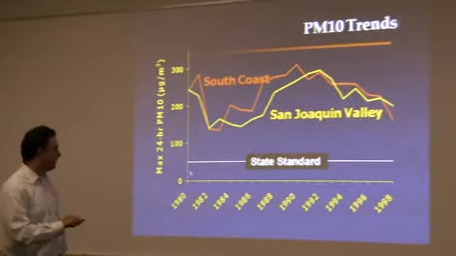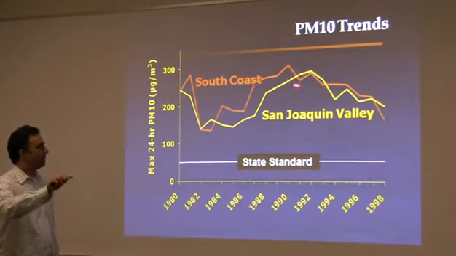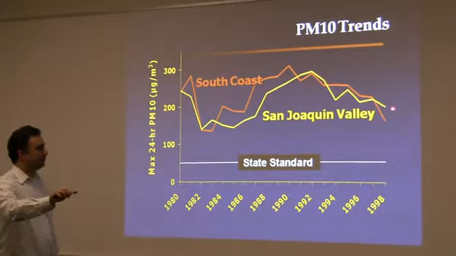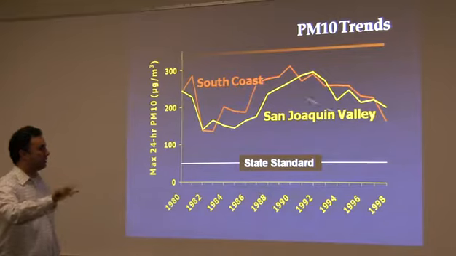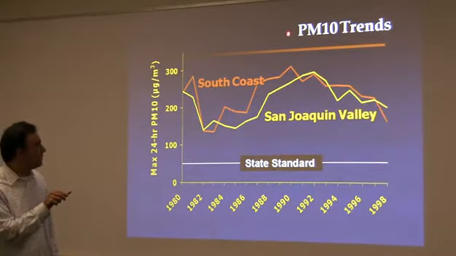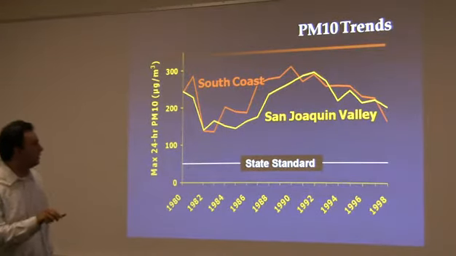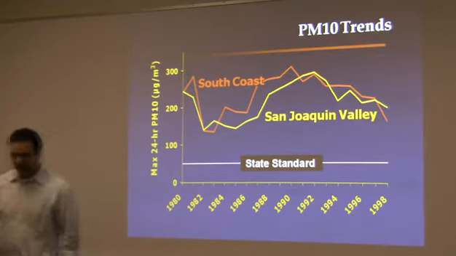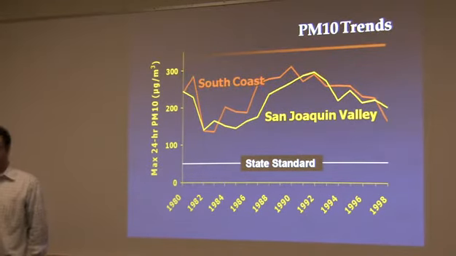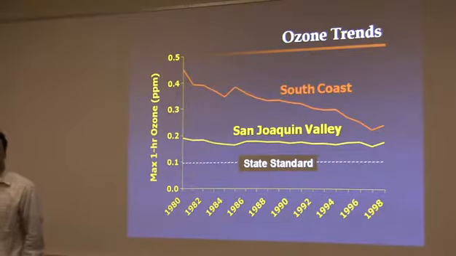This is the state standard over here, and it's moving all over the place. In the last few years, it's certainly decreasing, whether in the San Joaquin Valley or here in the South Coast. So there is certainly a large decrease in the last couple of decades, certainly in the right direction, but nothing extraordinary like what we see here in the ozone frame.